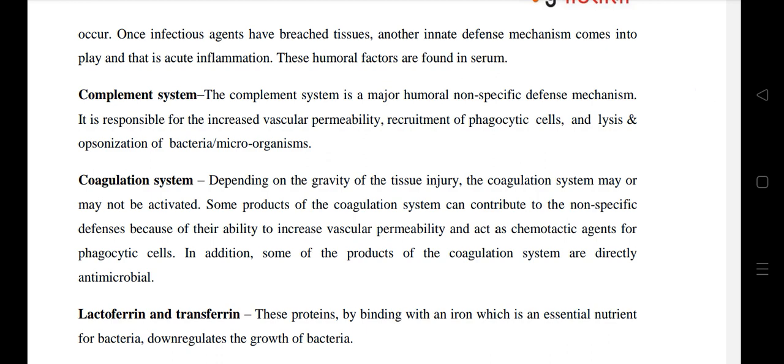It is responsible for the increased vascular permeability, recruitment of phagocytic cells, and lysis and opsonization of bacterial microorganisms. Coagulation system. Depending on the gravity of the tissue injury, the coagulation system may or may not be activated. Some products of the coagulation system can contribute to the non-specific defenses because of their ability to increase vascular permeability and act as chemotactic agents for phagocytic cells. In addition, some of the products of the coagulation system are directly antimicrobial.